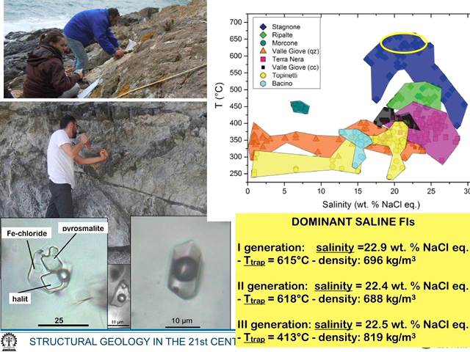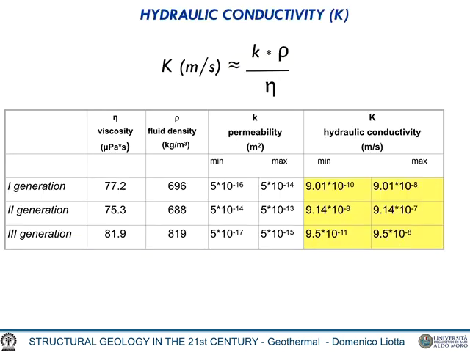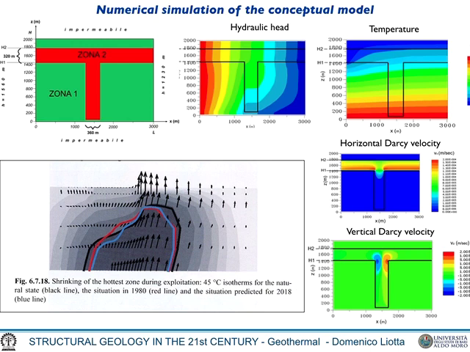So having this information about salinity and temperature, we can reconstruct viscosity, still using equations that have been published for some time. So we have also viscosity of fluids. And then when we have permeability, viscosity, and density of fluids, we can have the hydraulic conductivity for the different generations of fractures at that structural level. So it implies we have numbers that could be used for the numerical simulation of the conceptual model. And so now we need another colleague specialized in modeling. It could be a structural geologist or a physicist or a mathematician, but we should compute the possibility to exploit our resource without decrement, okay?